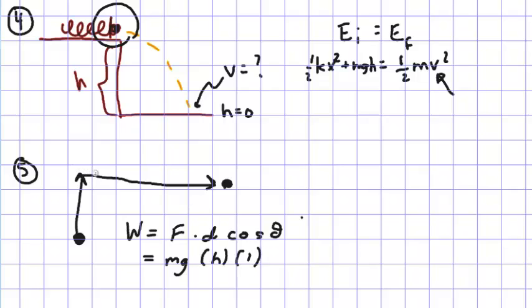And of course there's no work done on this path because the force is upward, but the distance is sideways. That's a 90-degree angle, and cos of 90 is 0. So this is the easiest path to evaluate the work done against the gravity force.